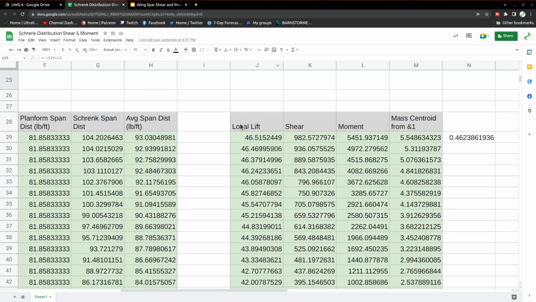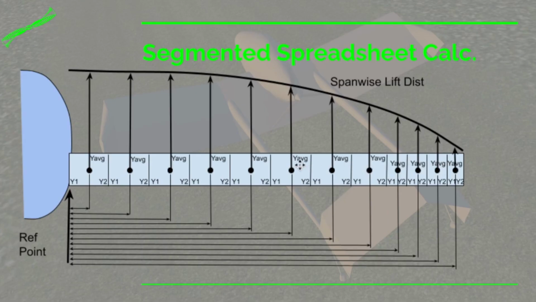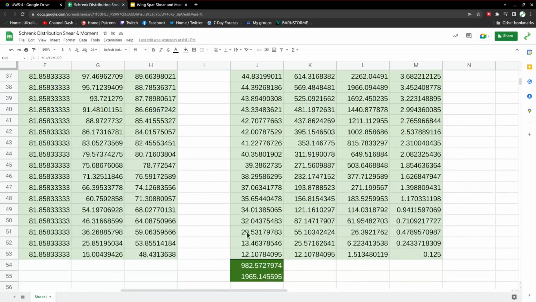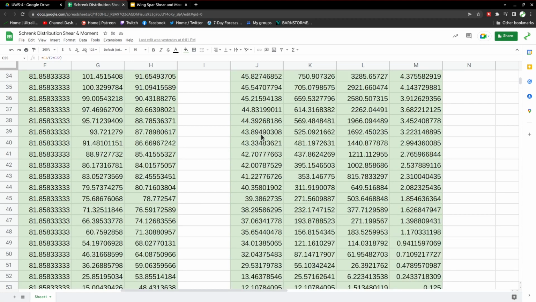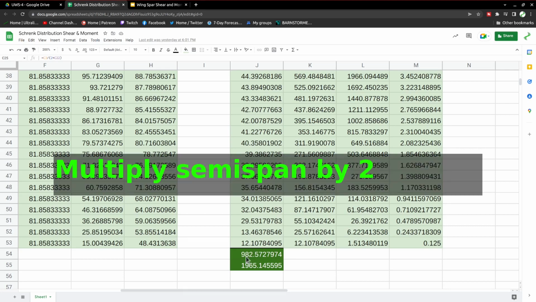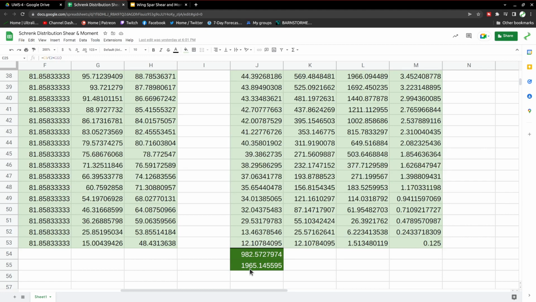I've got a column here where I calculated the local lift at each section on the wing. So that's going to be each of these sections here, what the lift is in each one of these sections. So you can see it's fairly flat, 46.5 here near the fuselage, fairly flat, and then starts dropping down and gets down to 12, close to 0 here out the wingtip. Now to do a quick sanity check, I want to see if I add all these up, it should match the lift I've calculated for the wing. So 982 pounds would be the semi-wing. You have to multiply those two together, we get 1965.